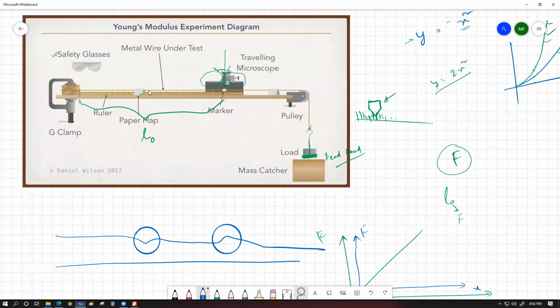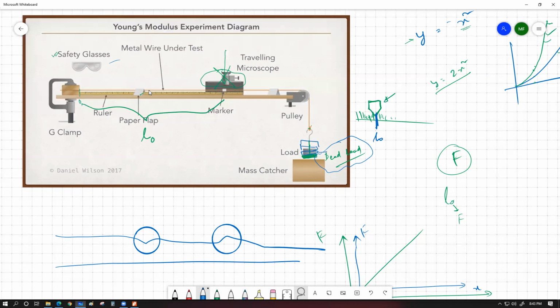So so far I have talked about 3 precautions: safety glasses, paper flaps, no kinks over here, and there is another working precaution, that we're going to apply a bit of a dead load to make sure that the wire is perfectly taut. So when the wire is perfectly taut, we're going to take the reading of this meter rule, and this length starting from the 0 value over here is going to be our L naught. Then we're going to slowly start to add additional loads over here.